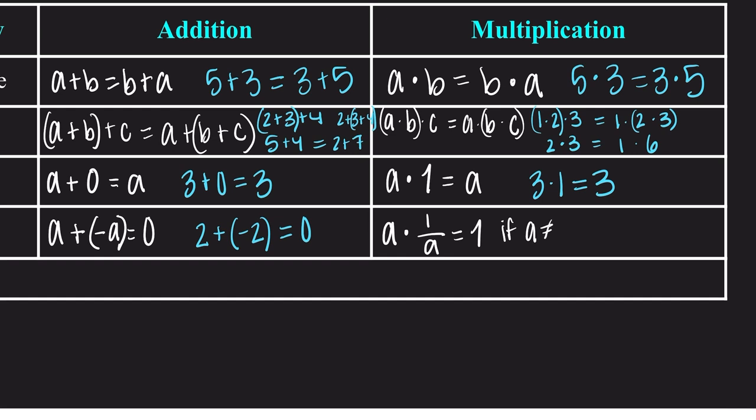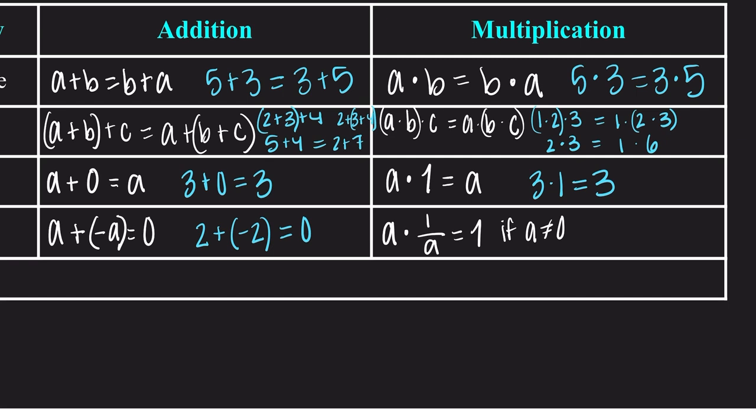As long as A does not equal 0, right? Because what happens if we have 0 in the bottom of a fraction? Well, go ahead and put that in on your calculator once. 1 divided by 0 is undefined. So we can never divide by 0. So as long as A doesn't equal 0, this is the inverse.